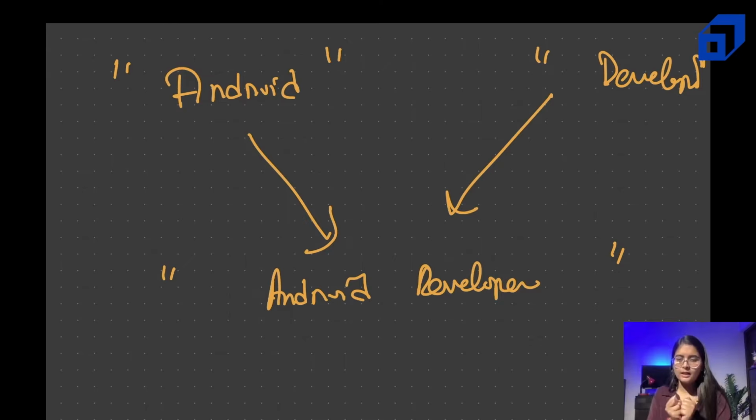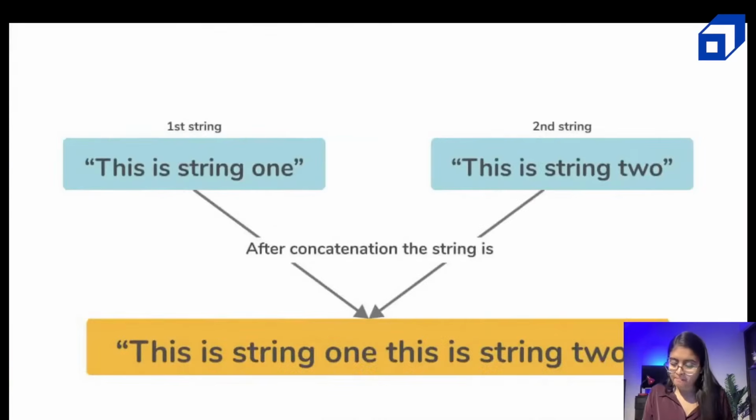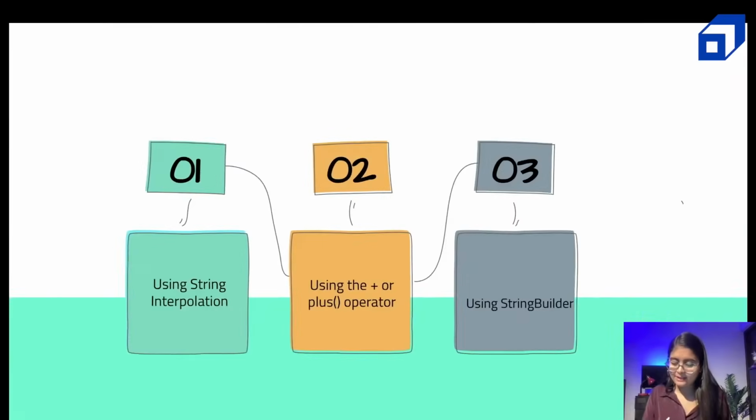and the result will contain all these strings which you concatenated, okay, and the sequence will be the same as you would have mentioned. Like if this is, let's say, str2 and this is string 1, and I say str2 plus str1, then I will get developer Android instead of Android developer. So the sequence will be the same as you want, okay, perfect. So let's discuss all these steps, 1, 2, 3, one by one.